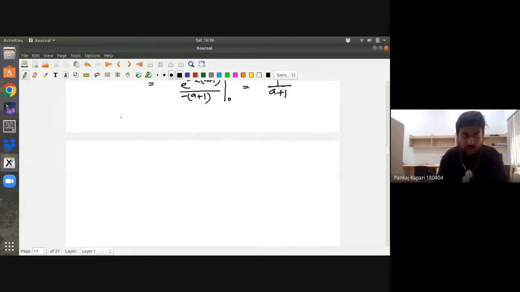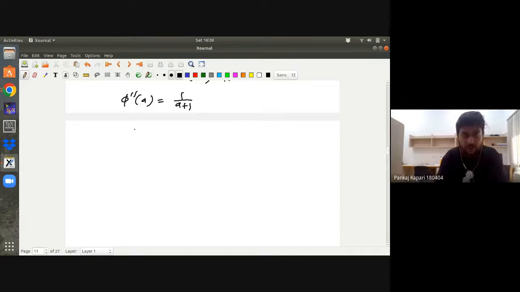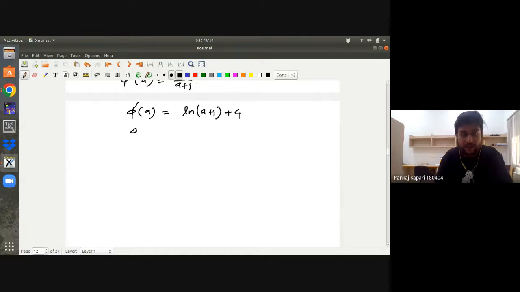Now this implies that the second derivative of phi of a is equal to 1 over a plus 1. Now it's a simple, easy differential equation. You can integrate both sides two times to get the value of the function. So we integrate both sides with respect to a, and we get phi prime of a equal to the log of a plus 1, plus some constant, let's call it c1. Now you can integrate twice also.